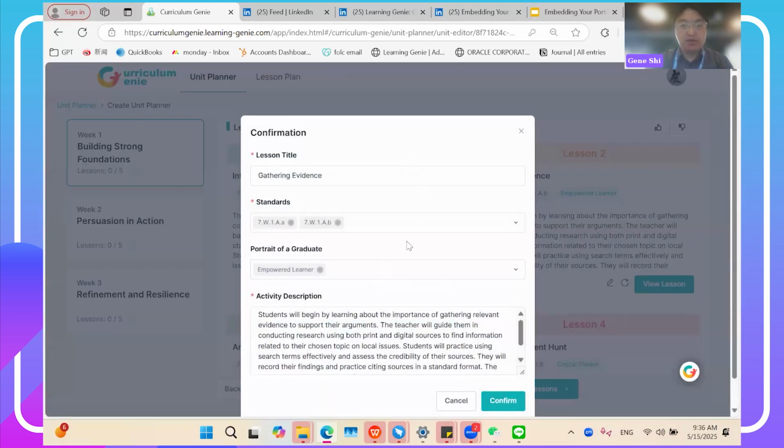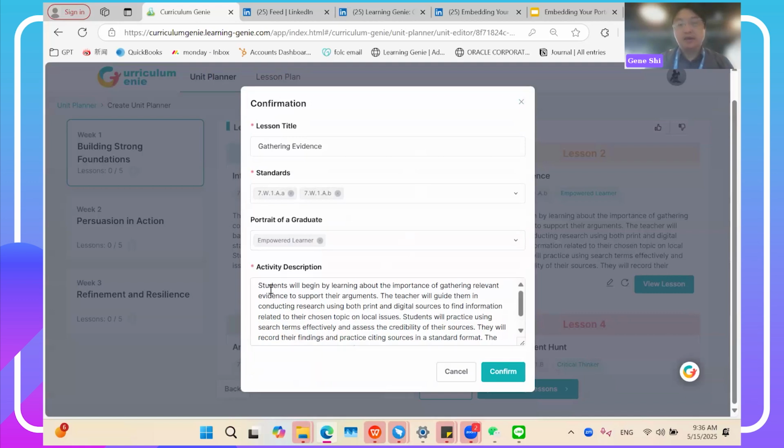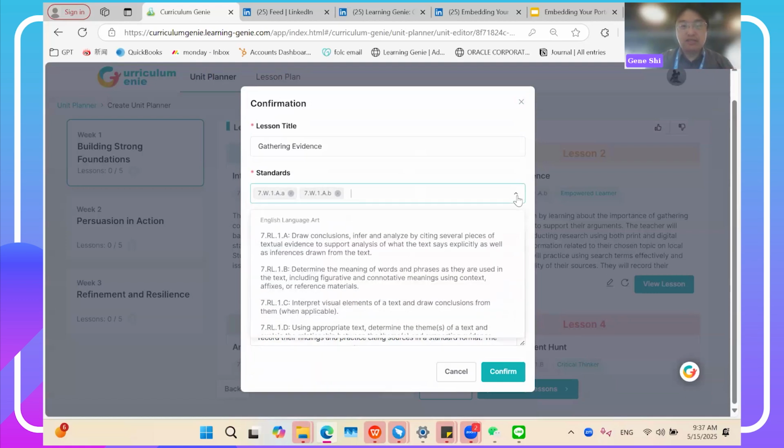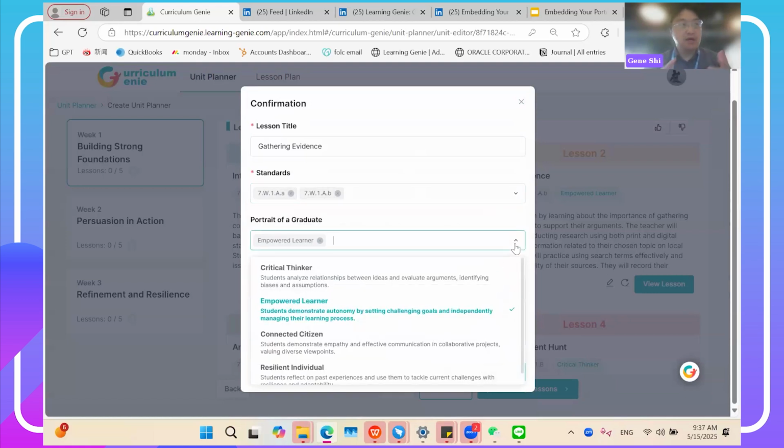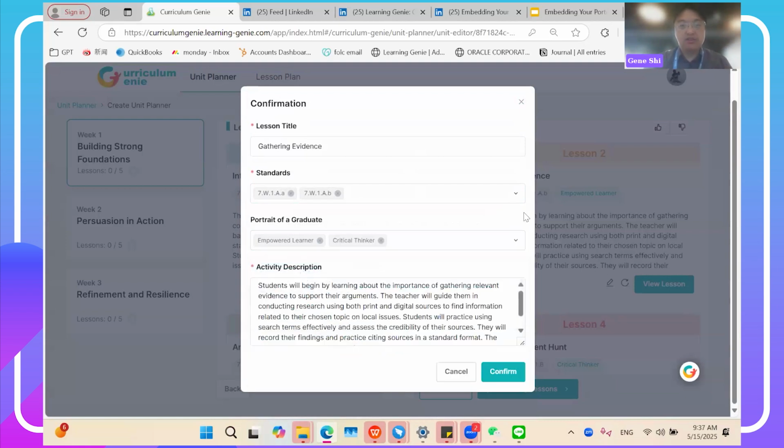So it will show us the detailed lesson activity, but also you are able to change the standards. Update the standards if you want to, if you have a specific goal or skill you want to repeat all the time, you can just focus on that across multiple sections. And also you can see we are weaving in the portrait of a graduate. If we want to focus on two, then we're able to do that.